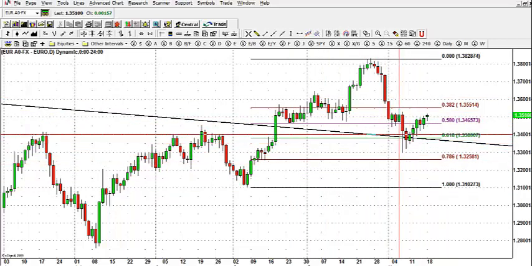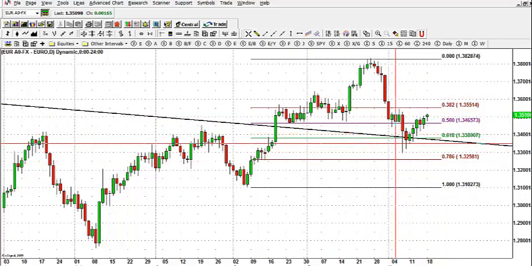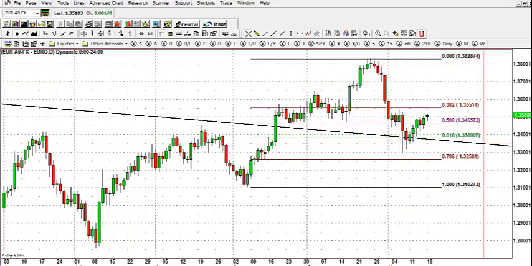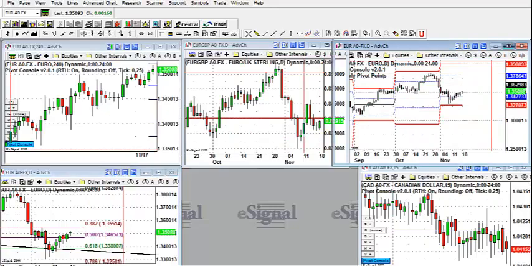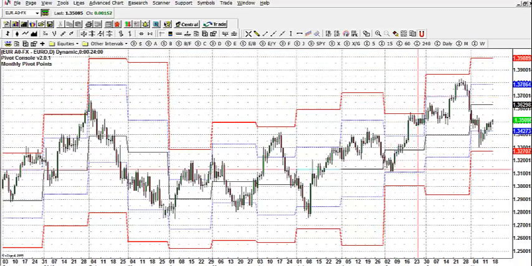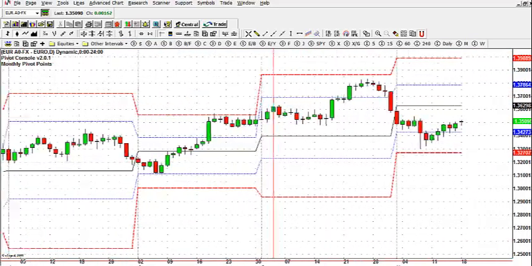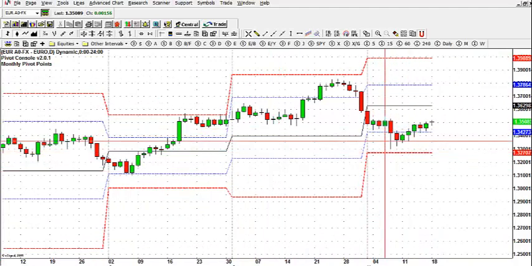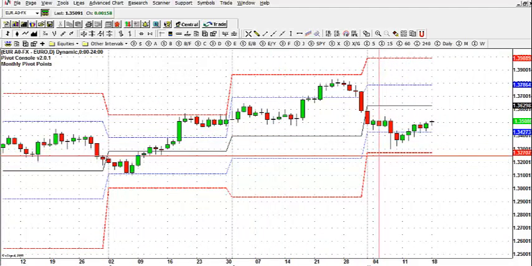And this area is also important because of another thing that I speak about often, and that's pivot points. As we can see, this is a chart of monthly pivots, and the market came within a couple of pips of the monthly S2, which was 132.70.